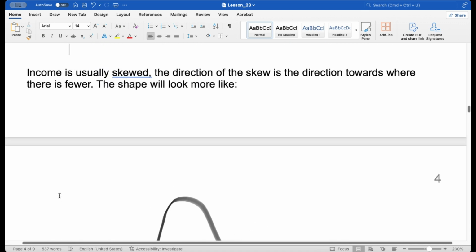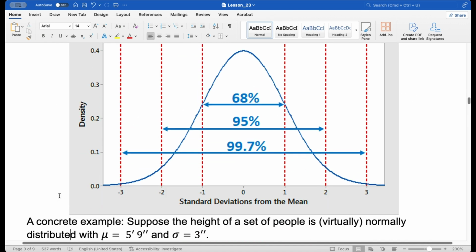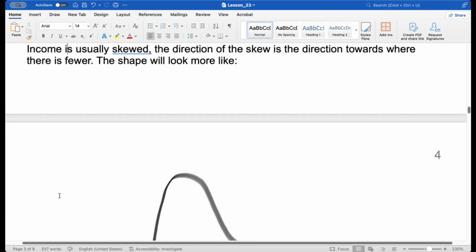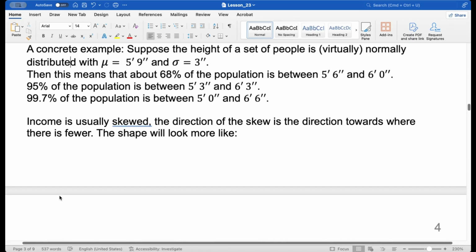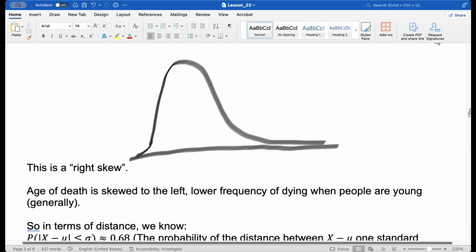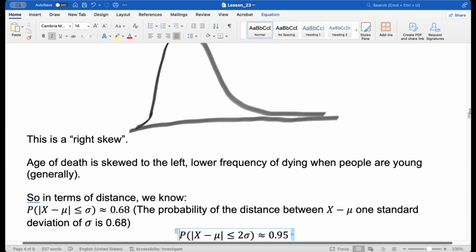Now, some non-normal variables. Income is usually skewed, and it would be skewed to the right. Fewer people with very, very high incomes, most people bunched up on the lower end. Age of death is skewed to the left, where thankfully we have a lower frequency of younger people dying. So those are some examples of skewed distributions that would certainly not fit into the normal bell shape.